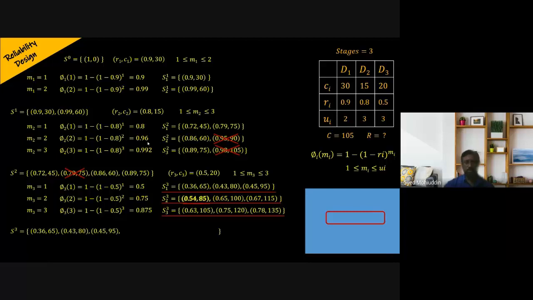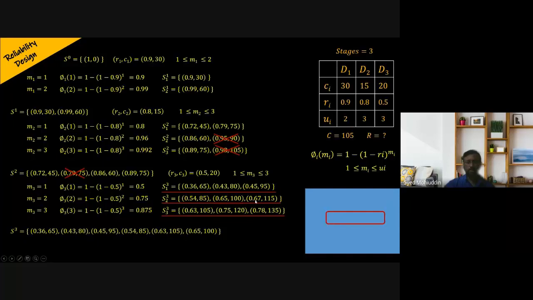But here, why is this not working? Now for S32, 0.54 and 85 can be included, and 0.65 and 100 can also be included, but here 0.63 and 105 is included. Because I said we'll arrange it according to increasing order of reliability. So instead of 0.65, 0.63 is lesser, so we have included this element of S33 before S32. Anyway, 0.65 is also included, its cost will be 100.